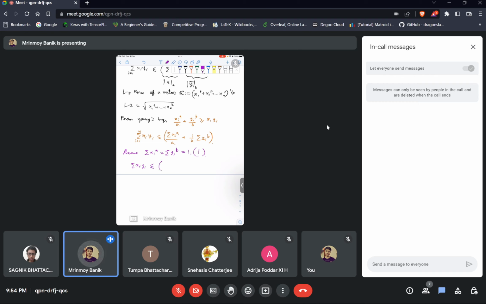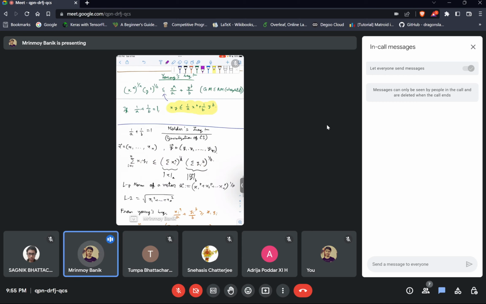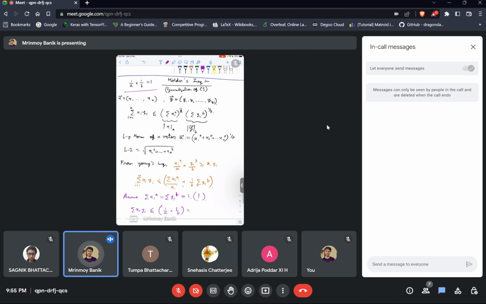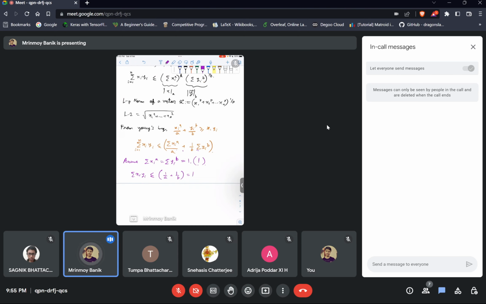So with this, we can say the sum of xi yi is less than or equal to 1 by a plus 1 by b, since they add up to 1. The sum of xi power a is 1, so it's 1 by a, and 1 by b is from yi power b, which by the condition we assumed is also 1. So we have got 1 is greater than or equal to the sum of xi yi. 1 is the upper bound of the dot product.